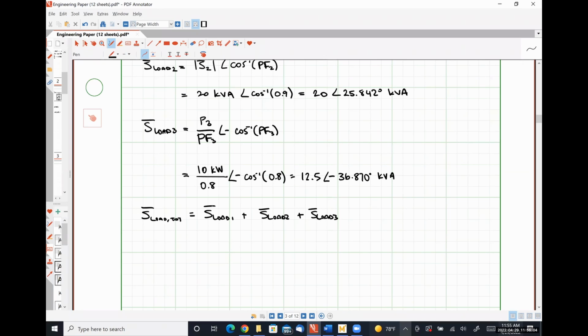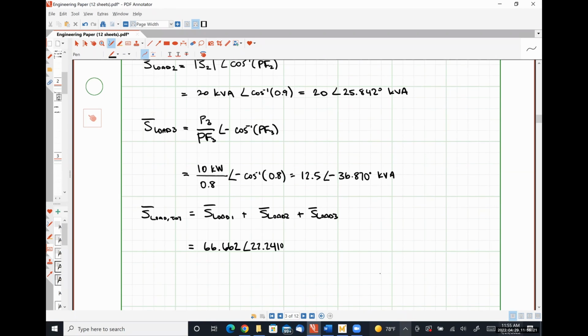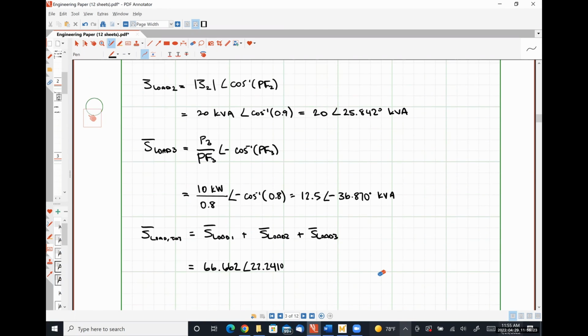And I get 66.662 angle 22.241 degrees. That degree sign looks too much like a 0 for my liking. Kilovolt amperes. How do I get my current from this?